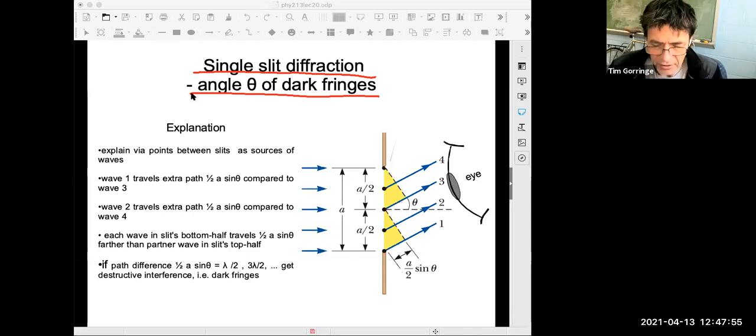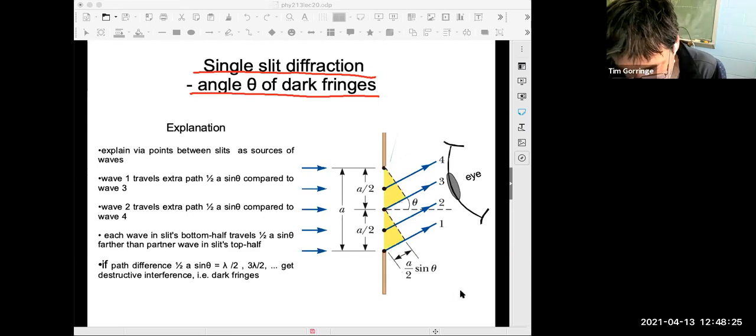And this slide is going to lead us to the equation, the formula for the location of destructive interference, or the location of dark fringes when light or other waves pass through a single slit. The direction, the angle of the destructive interference, or the direction angle of the dark fringes for a single slit diffraction pattern. So actually, let's start with the picture over here on the right.